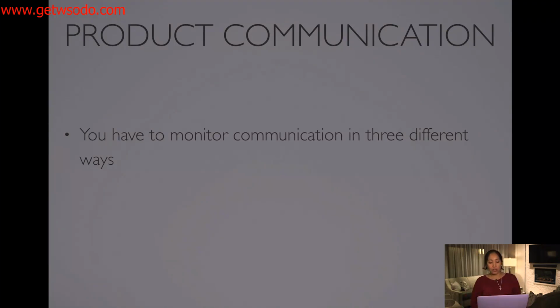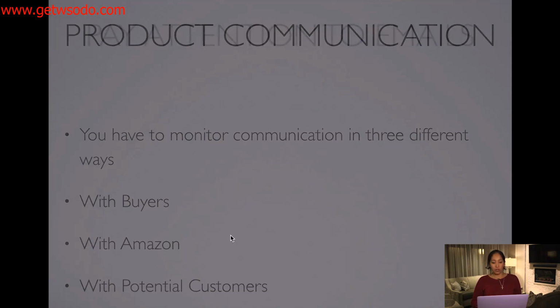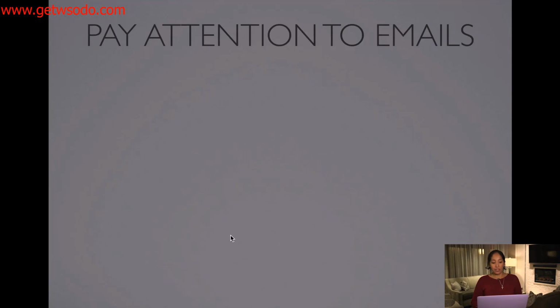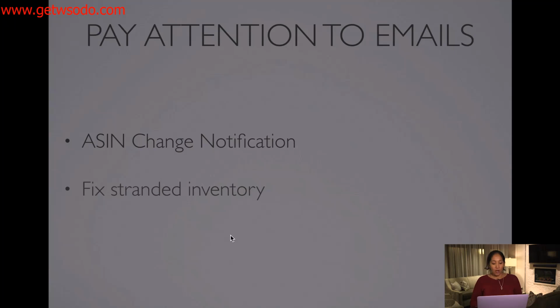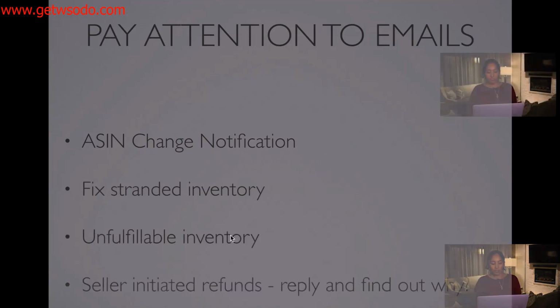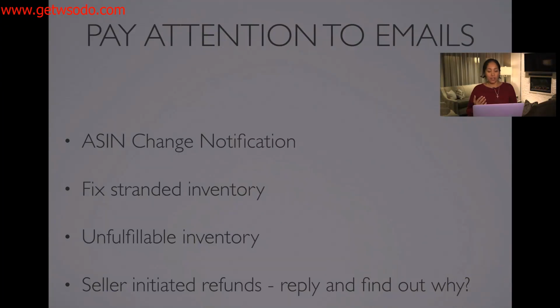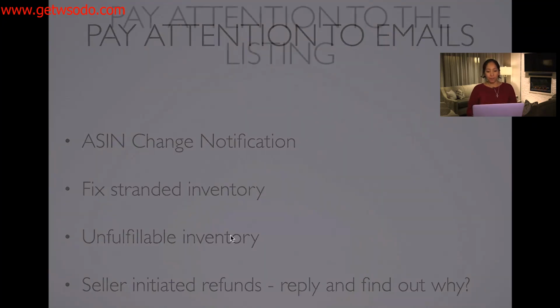So you have to monitor communication on your product in three different ways: with buyers, with Amazon, and with potential customers. So let's go through each of those. Pay close attention to emails. You might get emails that say ASIN change notification. You might get an email to fix stranded inventory, and you might get an email that you have unfulfillable inventory in Amazon. And you'll also get an email when a seller initiates a refund, which means that somebody has refunded on your product. So you want to reply to those and find out why.